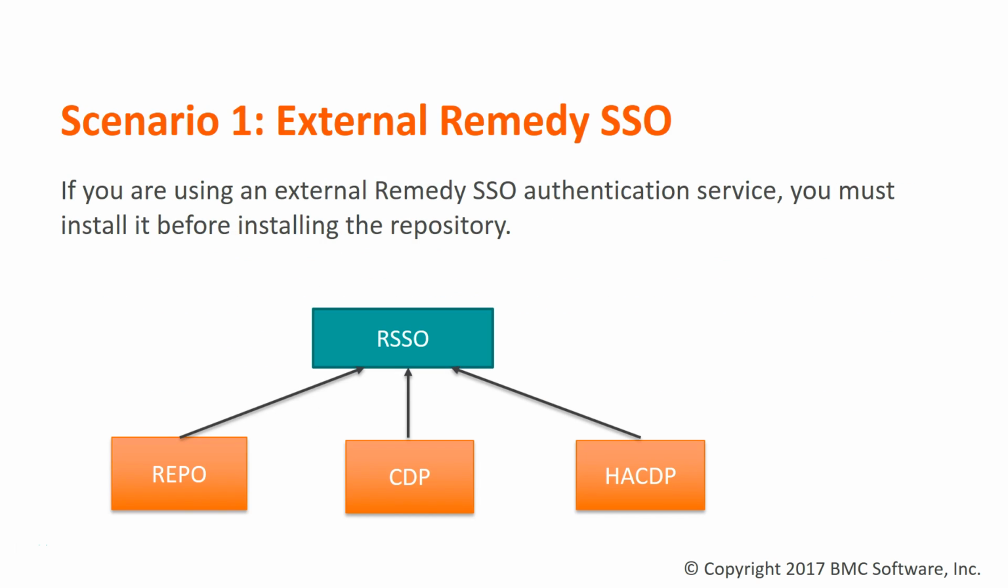In scenario 1, we are discussing external RSSO. In this, you need to install a supported version of Remedy SSO on a separate server before installing BAO platform components. During the external Remedy SSO installation, you are prompted to choose a database type. To use Remedy SSO with BMC Atrium Orchestrator platform, choose an external database like Oracle, SQL, etc. Once external RSSO is installed, you need to install BAO components on different servers and ensure all the components are pointing to the same external RSSO.